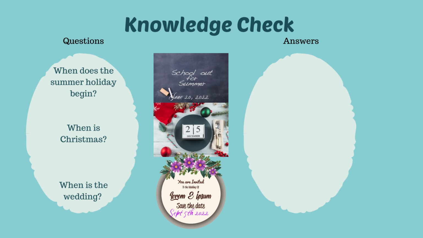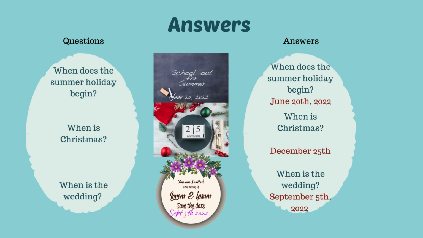Let's do a knowledge check. In the middle here, you can see the answers to the questions. When does summer holiday begin? When is Christmas? When is the wedding? And the answers are, when does summer holiday begin? June 20th, 2022. When is Christmas? Christmas is December 25th. When is the wedding? The wedding is September 5th, 2022.